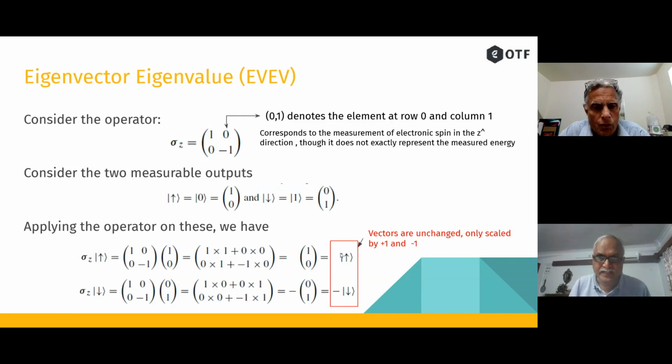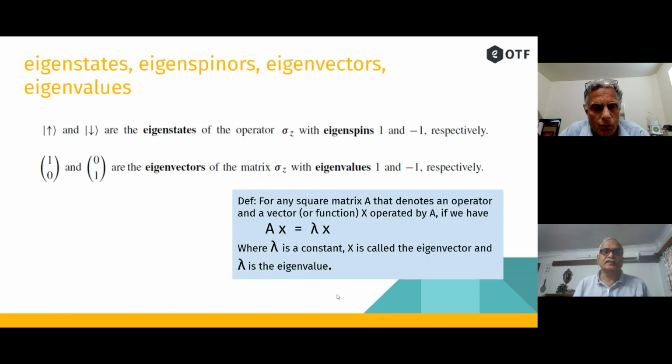So my observation is this: by doing this operation, my vectors are unchanged, but they are only scaled by +1 here and -1 here. This gives me what are called the modified states. So these two basic states, my spin up and spin down, are called the eigenstates, and they are the eigenstates for the specific operator called sigma z.